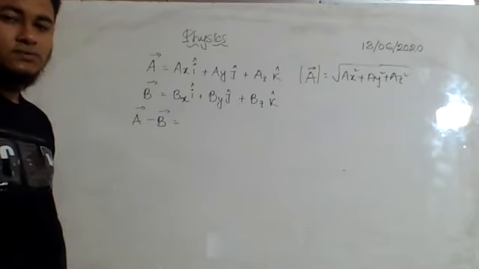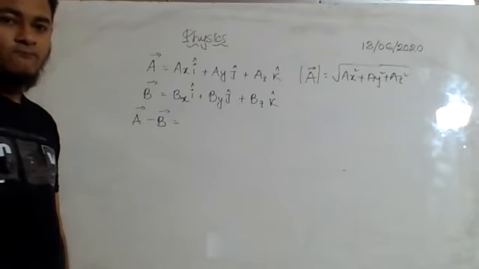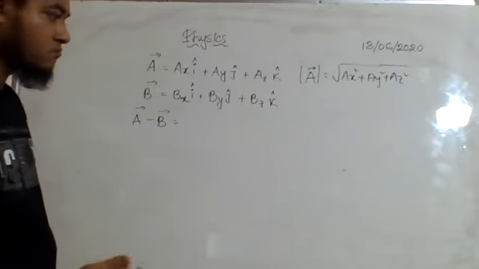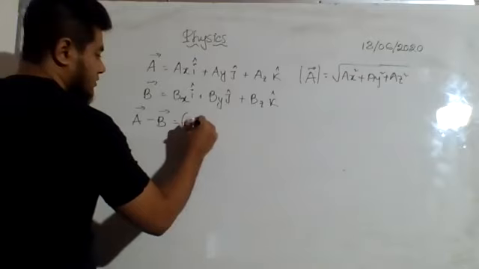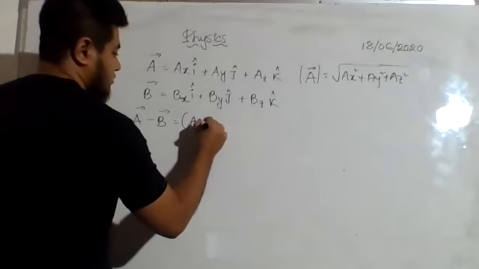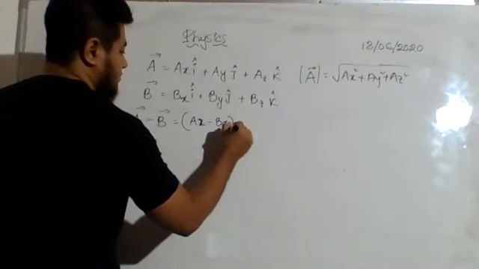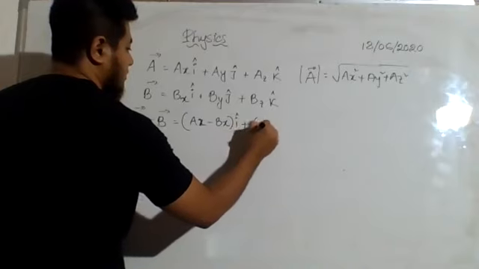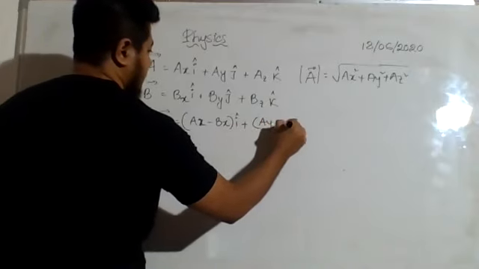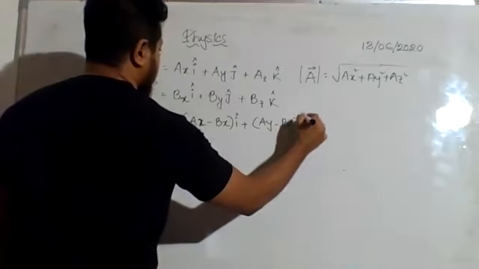Sadia, can you guess? Sir, AX i minus BX i. Simple, right? Yeah, (AX minus BX) into i, and the common will be i. Yeah, (AY minus BY) into j.